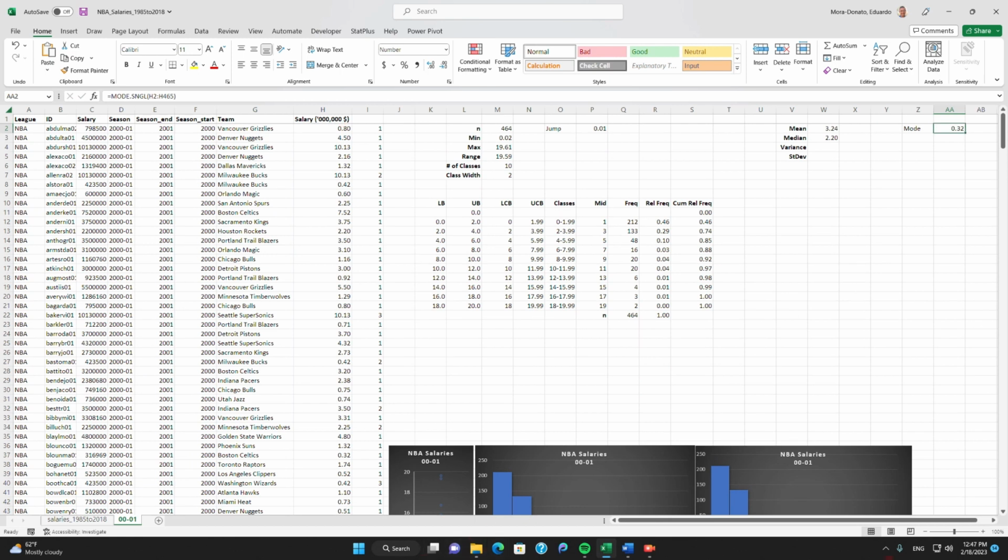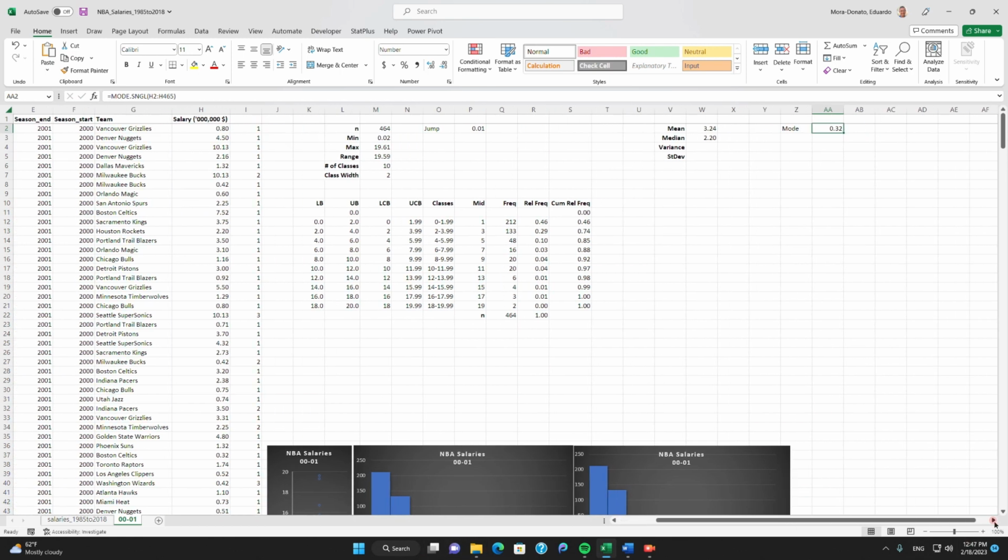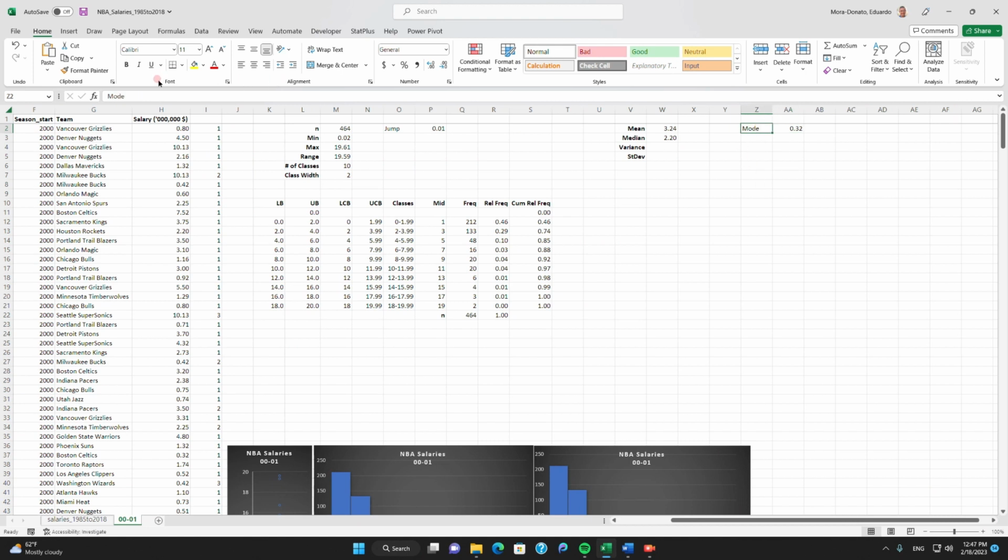So look, the mode is the most common value, right? The most common salary is now $320,000. So big disparity between these three. Which one will be a better representation of the typical value? Well, in this situation, it may be that the median or maybe the mode.